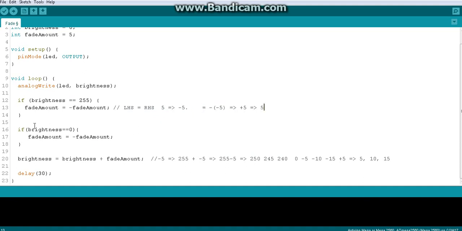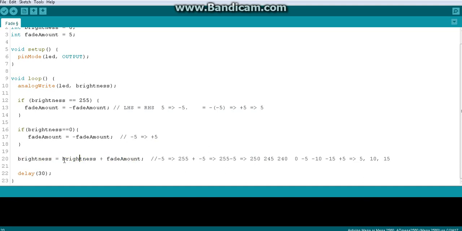So we know when the brightness is reaching 0, if you write the same line of code, again the switching of this sign will happen, right? And when the brightness is becoming 0, obviously the fade value is going to be minus 5, because reaching 0 means coming down, and coming down means fade amount is minus 5. So then we multiply it by minus 1. Then in this particular line, the fade amount will go from minus 5 to plus 5. Then obviously this line makes sense.